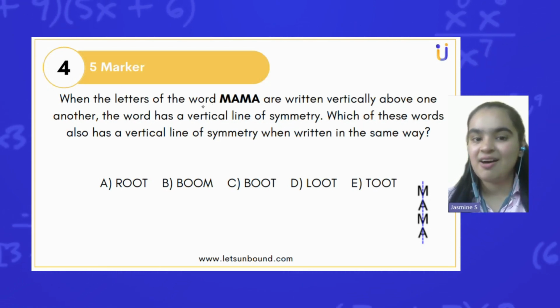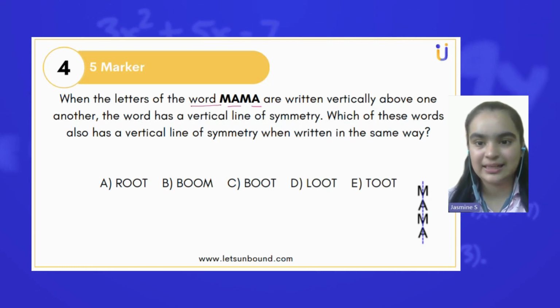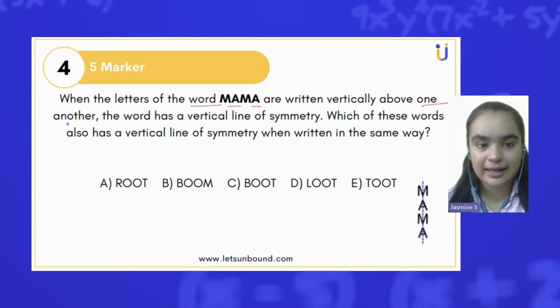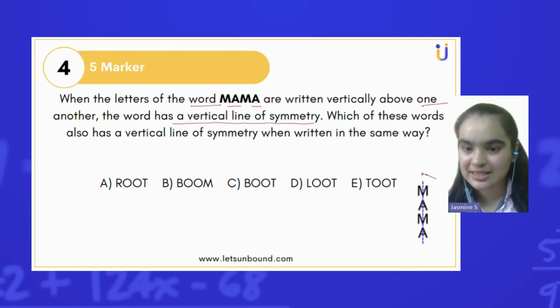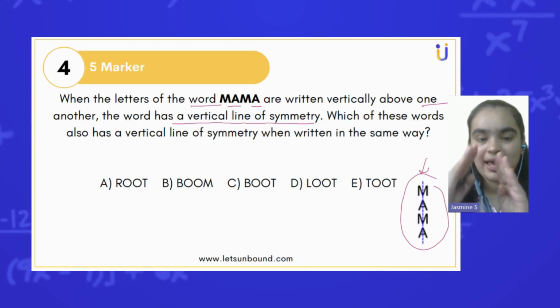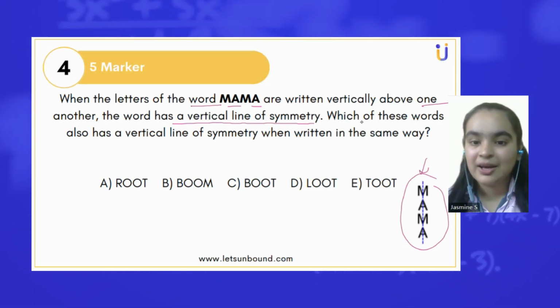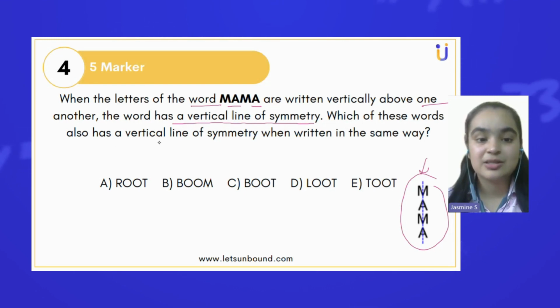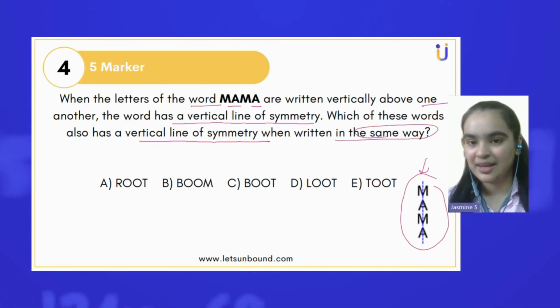When the letters of the word MAMA are written vertically above one another, the word has a vertical line of symmetry. You can see the figure here. It has one line of symmetry, and it is dividing the word MAMA into two equal halves. Which of these words also has a vertical line of symmetry when written in the same way?